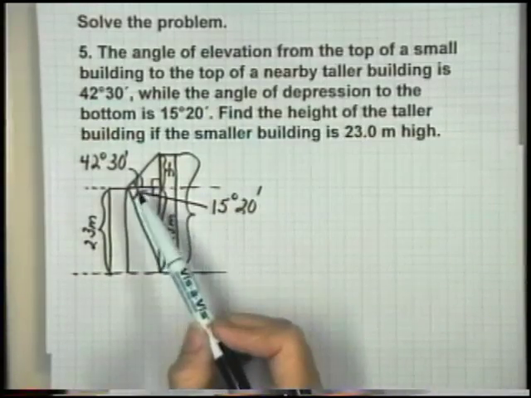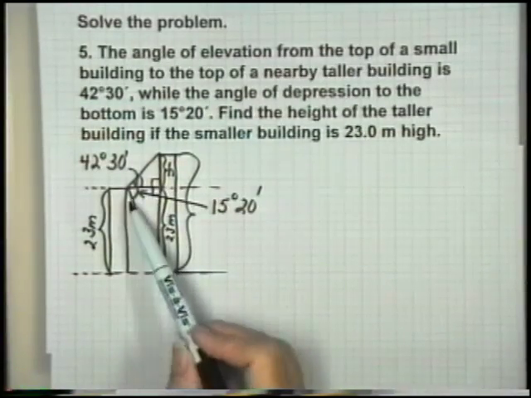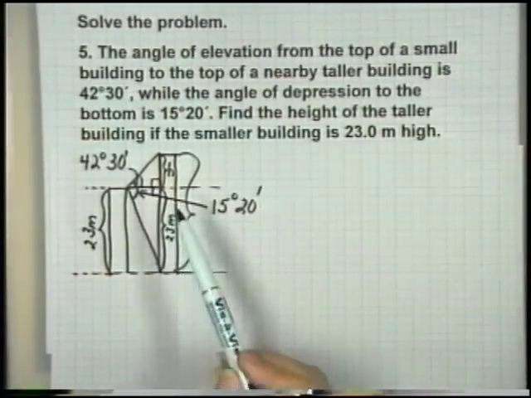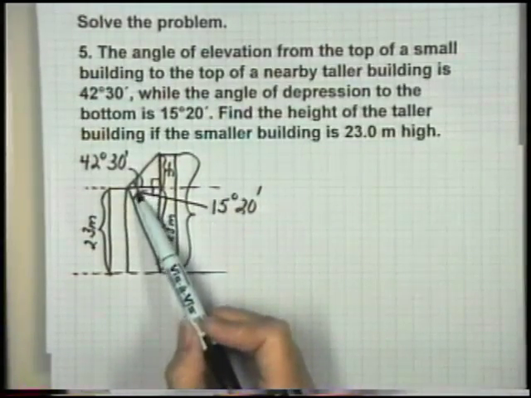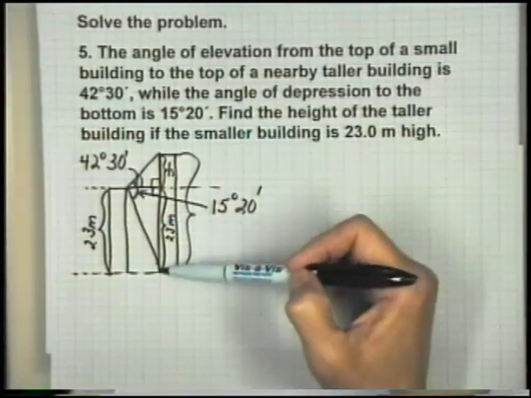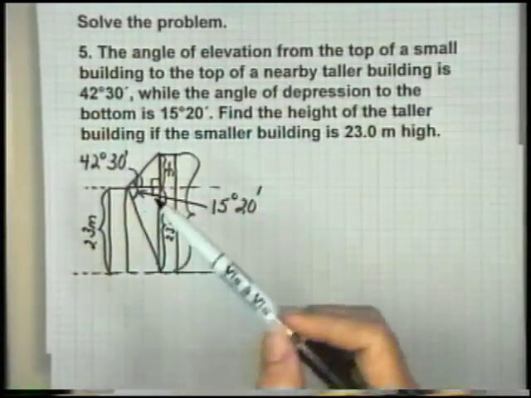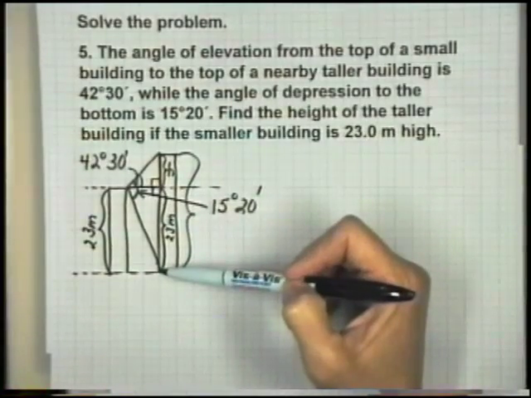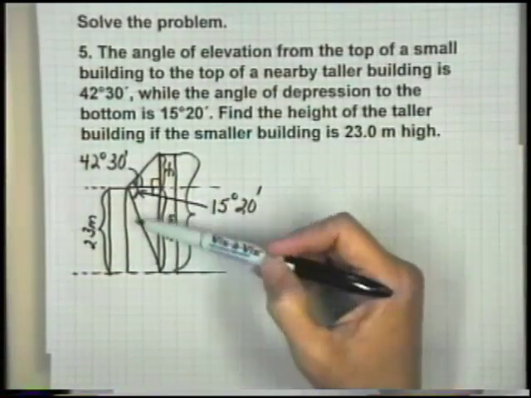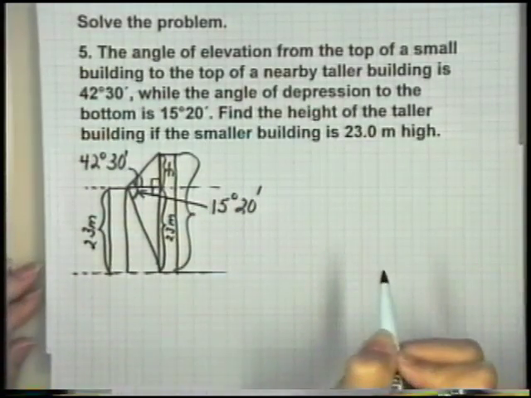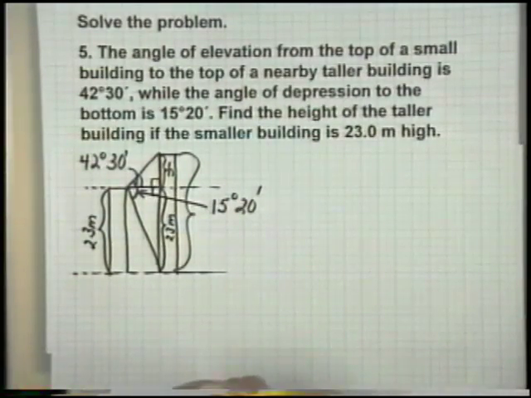So I don't really have enough information to find anything. But look at this bottom triangle. I know it's a right triangle because it has that right angle, and I know this angle and one of the legs. And any time that I know one acute angle and one side, then I can find any of the other parts of a right triangle.